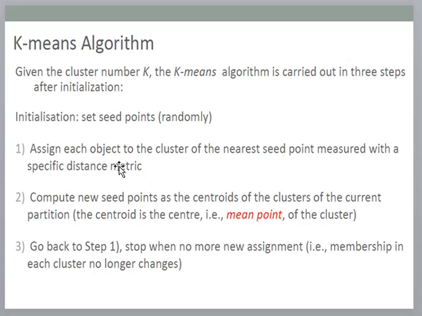Now once we have the distance measure, we can compute new seed points, so new cluster centers, as the centroids of the clusters of the current partition. This is basically the calculation of the mean of the cluster centers or centroids, and then we repeat these two steps until we reach convergence.